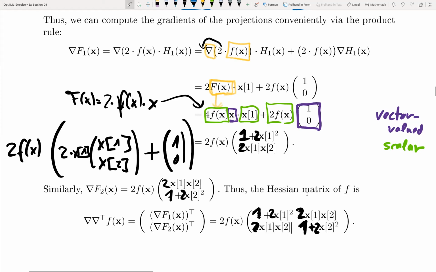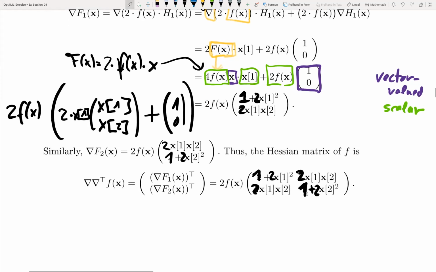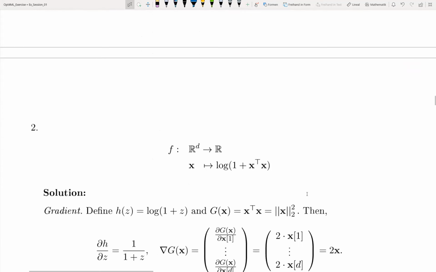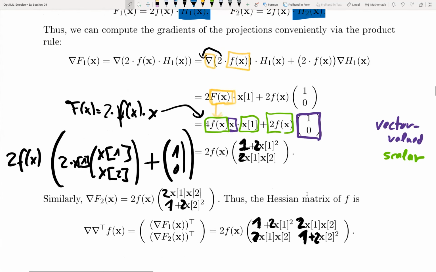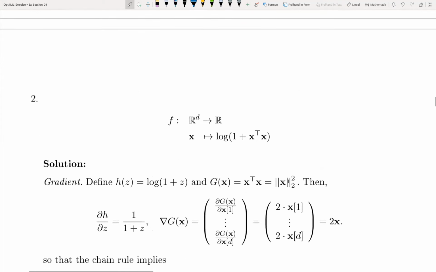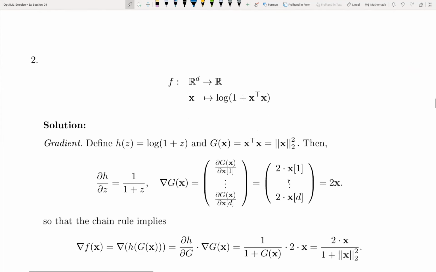All right, so this was a quick warm-up. Now, is there anything unclear? Everything fine, very great. Good, then let's go to function number 2.